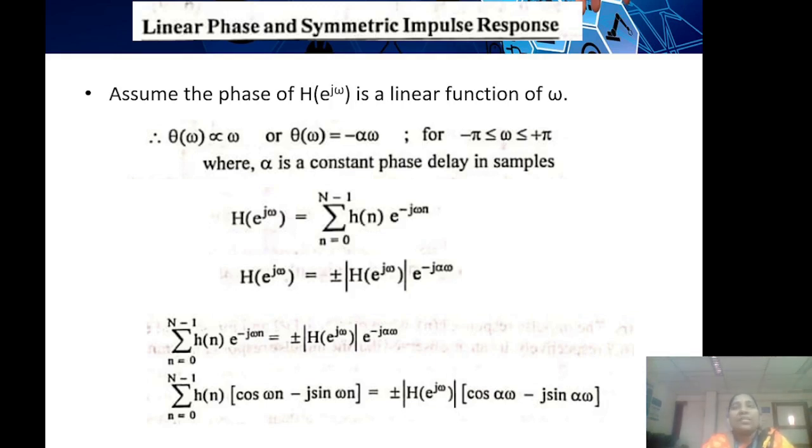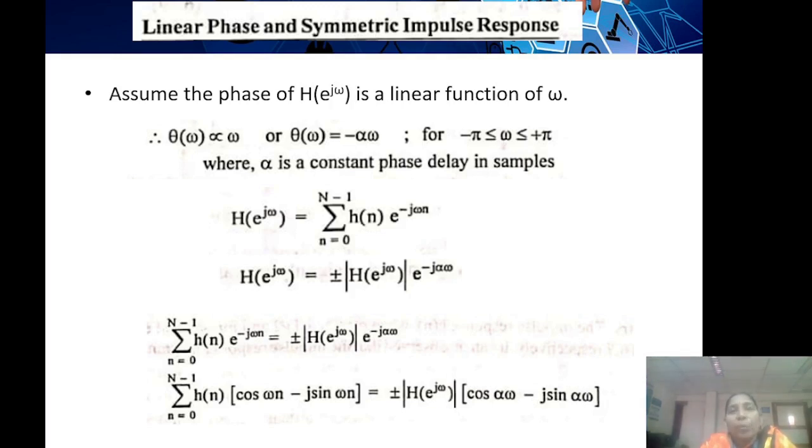So now we are considering h of e power j omega. The phase of h of e power j omega is a linear function of omega. So that's why theta of omega is directly proportional to omega. So here when we write theta of omega, that means we are introducing a term called alpha. This alpha is nothing but a constant phase delay. So now theta of omega equals minus alpha omega, where omega varies between minus pi to pi.